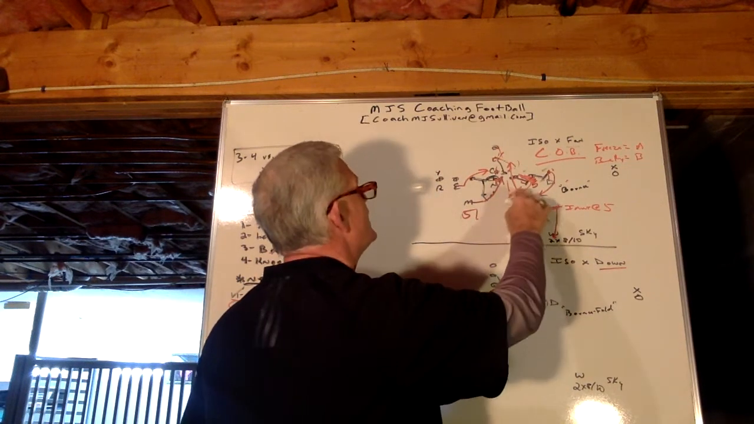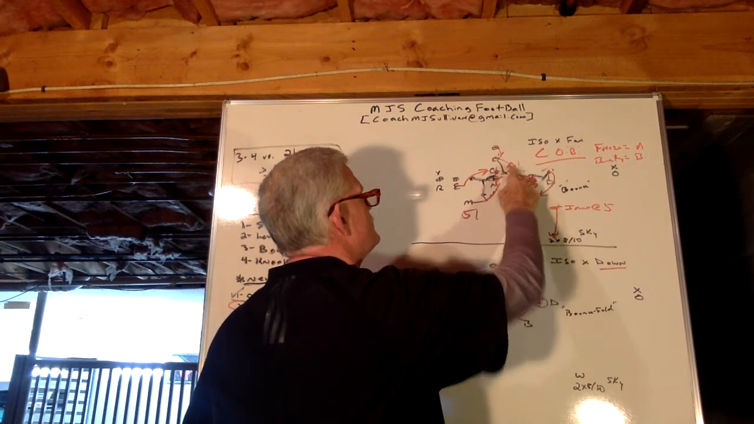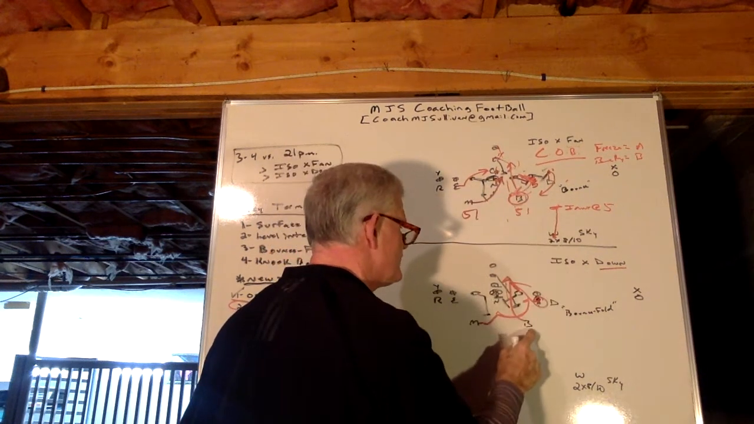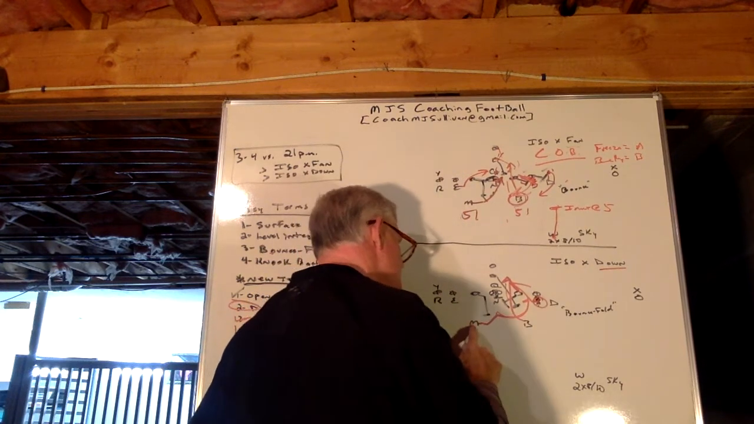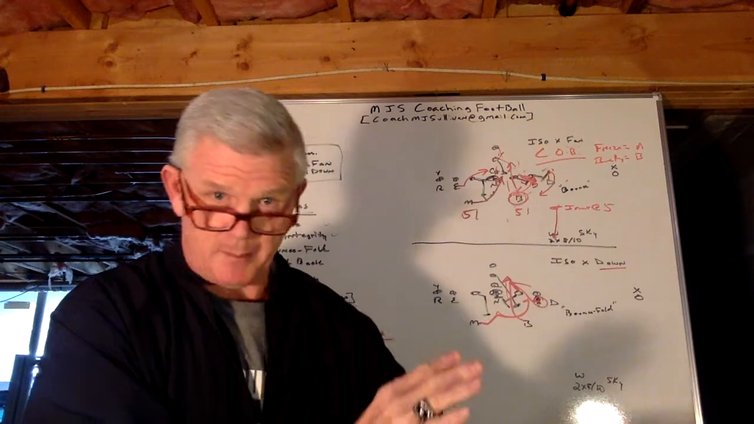So now up here, play side linebacker was on the outside of the fullback. Backside linebacker was on the inside. Now play side linebacker is on the inside of the fullback. So the fullback's left. Now the backside linebacker is on the right. Again, that's how we account for the extra gap.